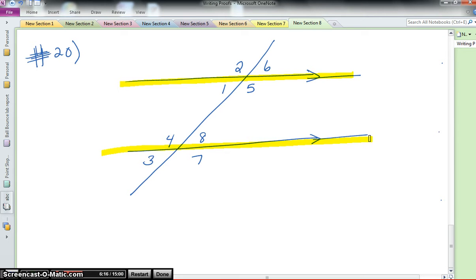Angle 1 and 2, angle 2 and 6, angle 6 and 5, angle 5 and 1, angles 5 and 8, 8 and 4, 4 and 3, 3 and 7, 4 and 8. All supplementary pairs. So I can find out a lot about this situation because this is such a straightforward pair of parallel lines. But we're told that K is parallel to L, so let's not forget to mark K and L. K parallel to L, and we're asked to prove that angle 2 is congruent to angle 7. Okay.